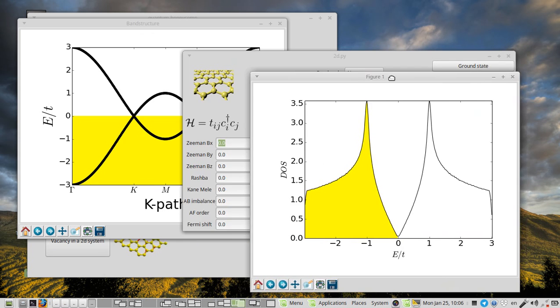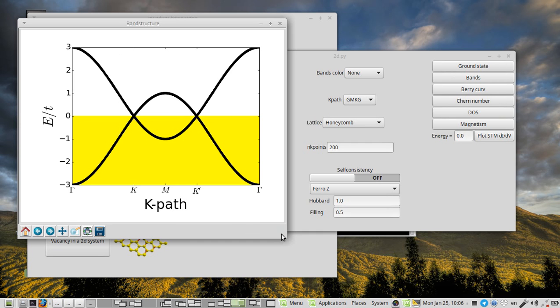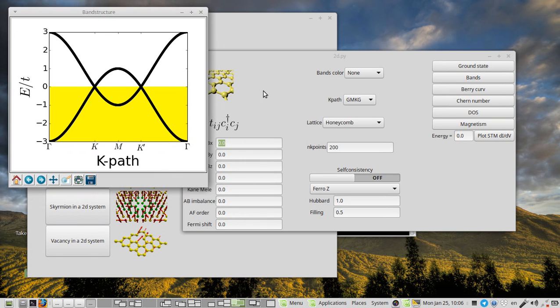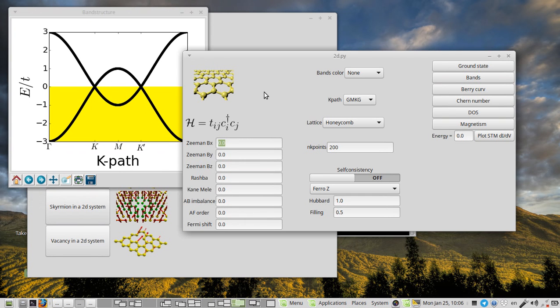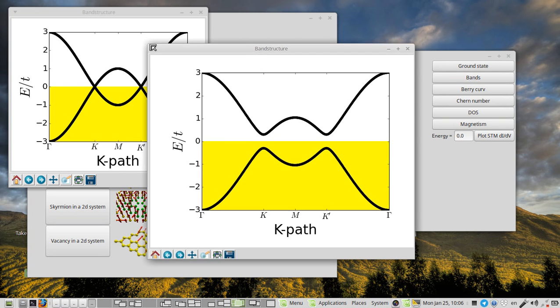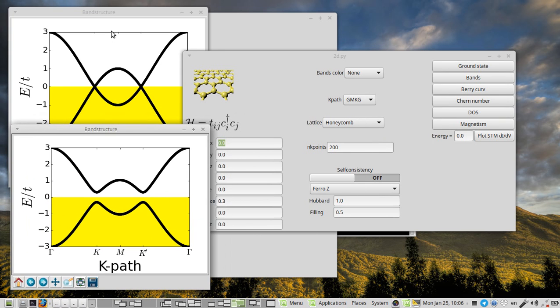So the next thing that we are going to try is we are going to add a sublattice imbalance to graphene. Adding sublattice imbalance to graphene is the simplest way to simulate boron nitride. So the sublattice imbalance is this number here. We are going to put 0.3 for the sublattice imbalance. We press ground state, we press the bands, and we see this. So we have a gap in comparison with the pristine graphene case.